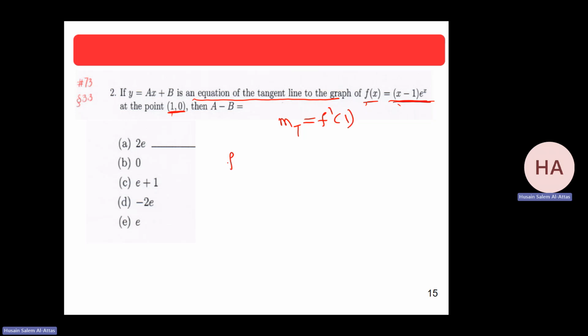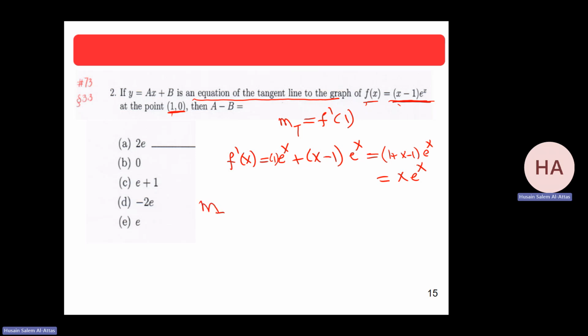So what is f prime at x? Product rule: derivative of the first is 1 times the second, plus the first times derivative of the second. So you are getting e to the power x, plus x minus 1 times e to the power x. You're getting 1 plus x minus 1, so it will be x e to the power x. That will be f prime.